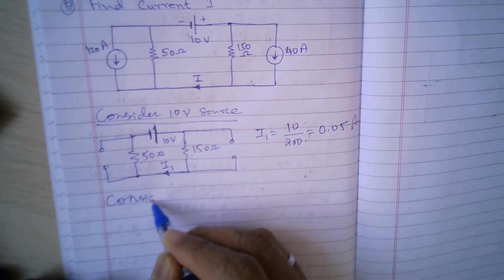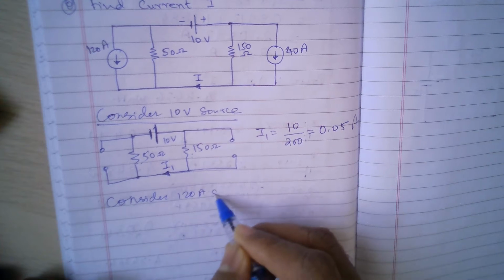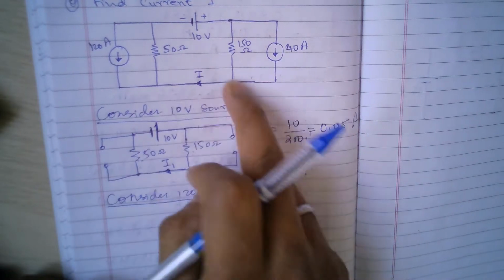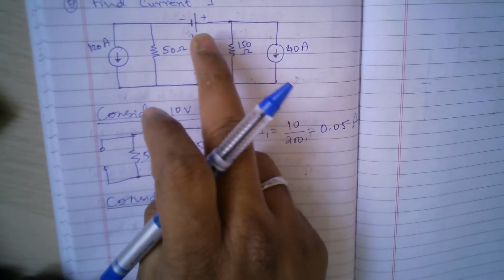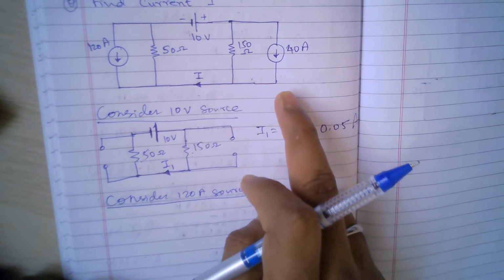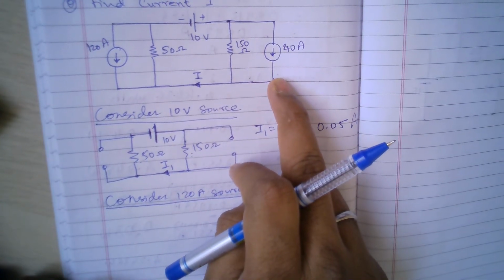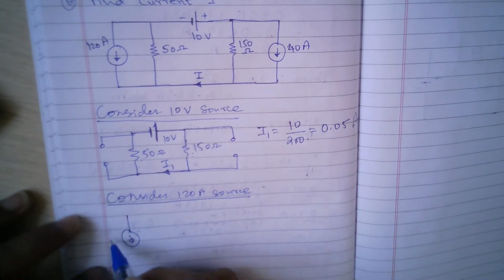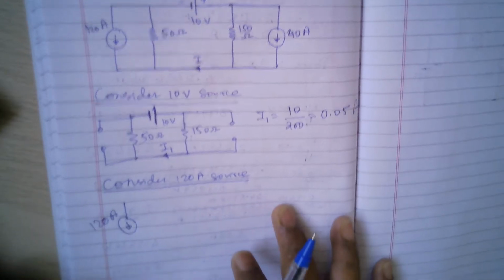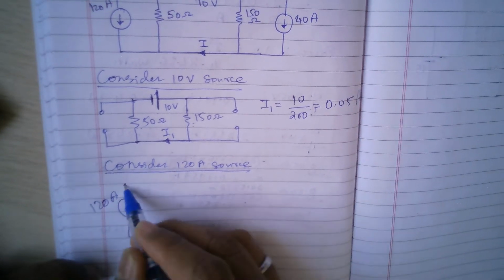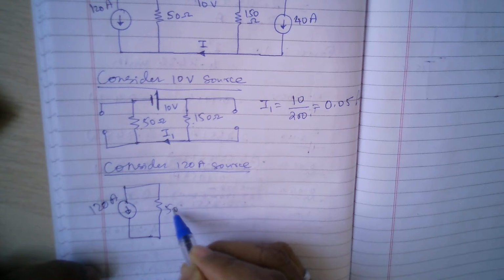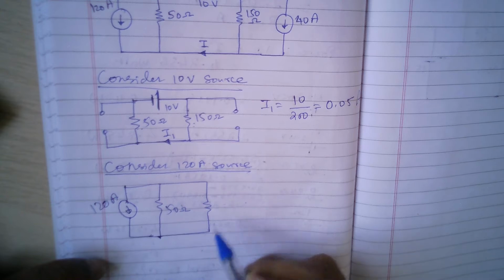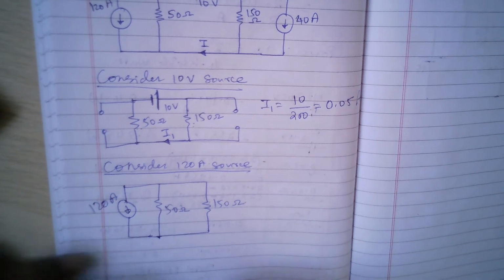Now let us do the next one. Consider the 120 ampere source. Now we have a current source, that is 120 amperes. Look at this circuit. This current source will remain, this voltage source will become short circuited, and this 40 amperes will become open circuited. So we have a resultant circuit something like this: 120 amperes here, then 50 ohms here, then this is short circuited, and this is 150 ohms.